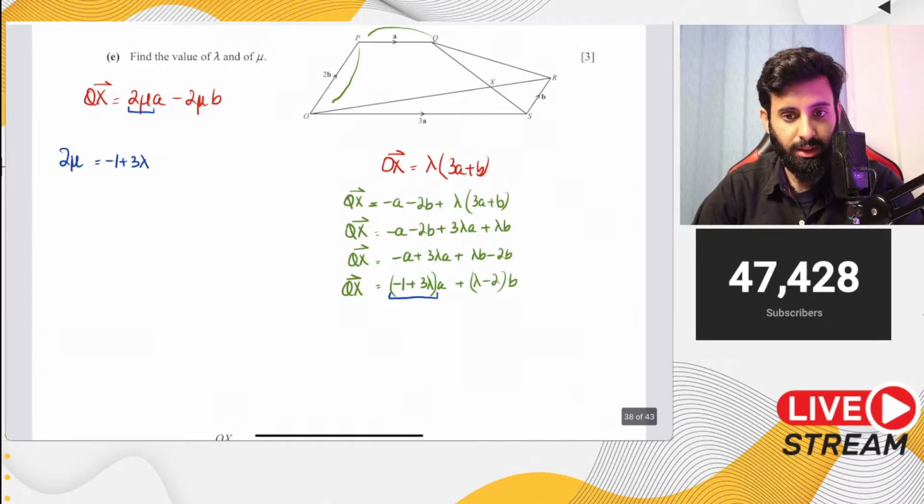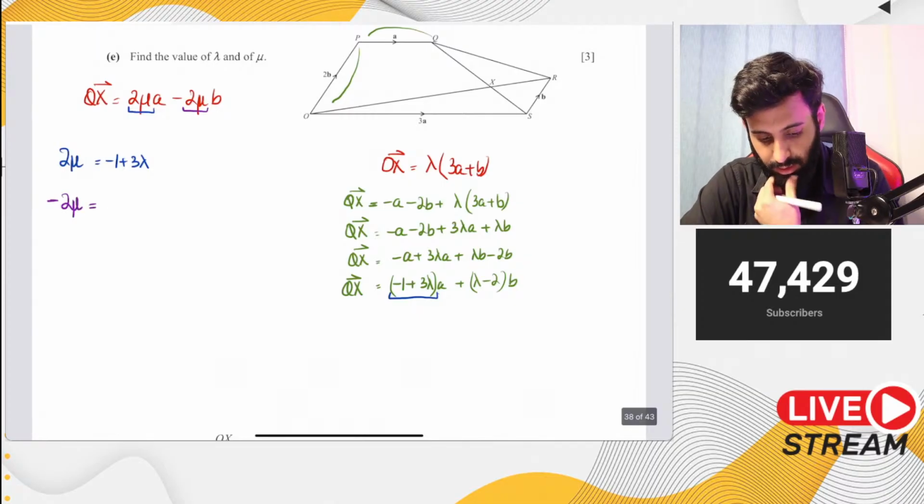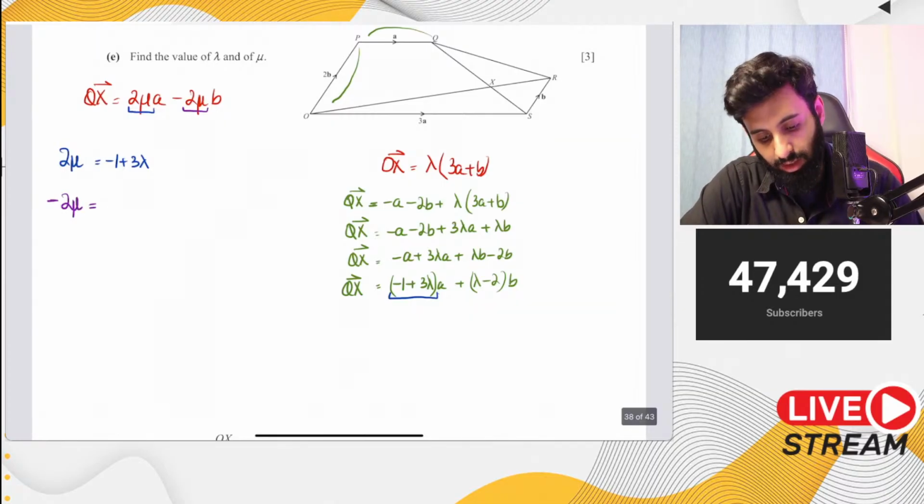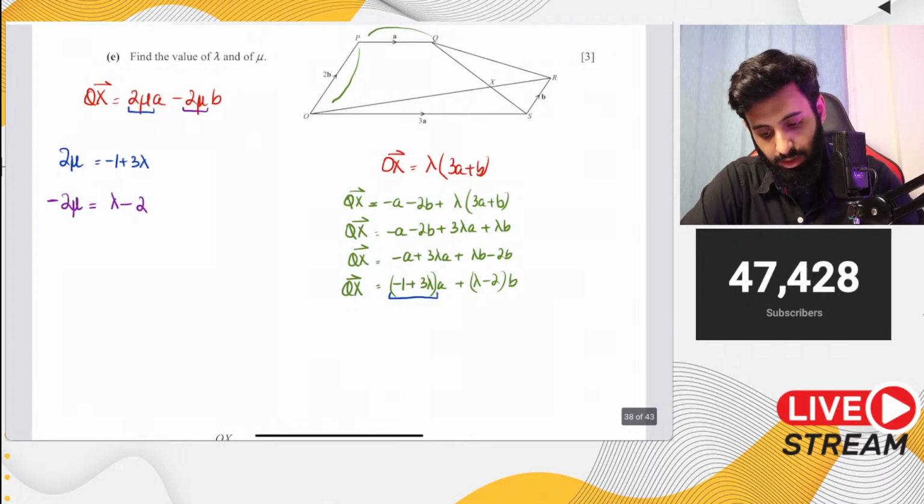Okay, so as I was saying, here is one equation: 2 mu is equal to minus 1 plus 3 lambda. And then let's form another equation where we compare the coefficients of b. That is going to be minus 2 mu. Minus 2 mu is the coefficient of b in the red QX, and that's going to be equal to lambda minus 2. So there you go. Here are the two equations.